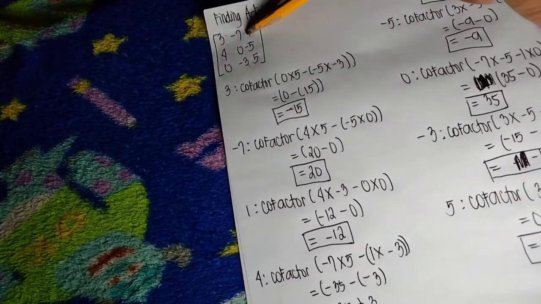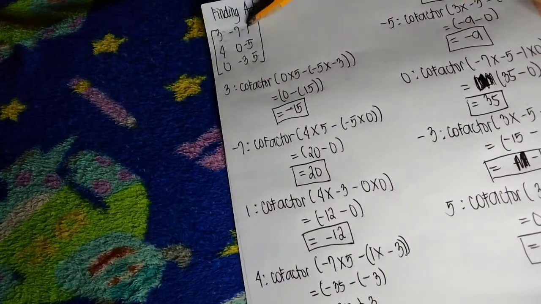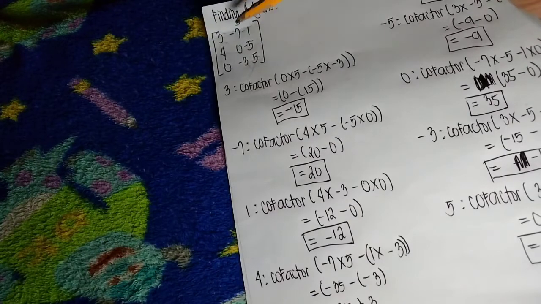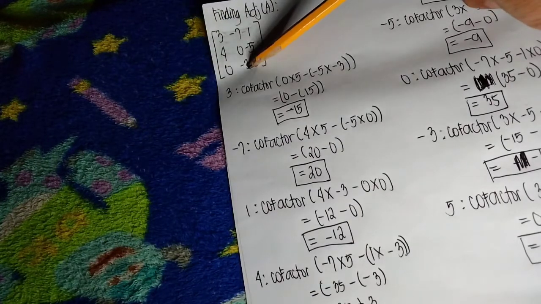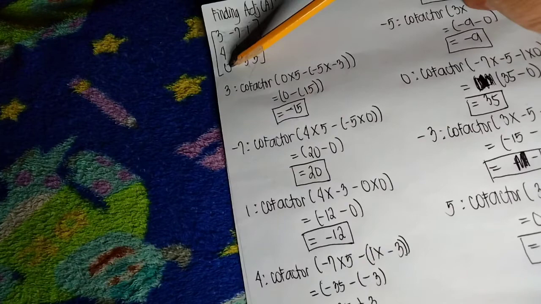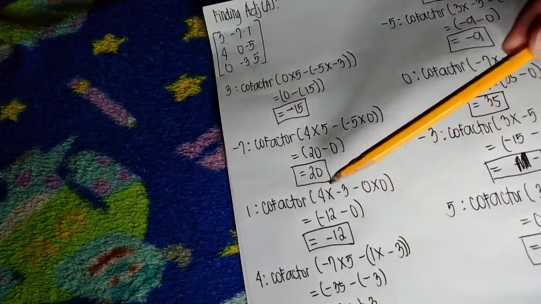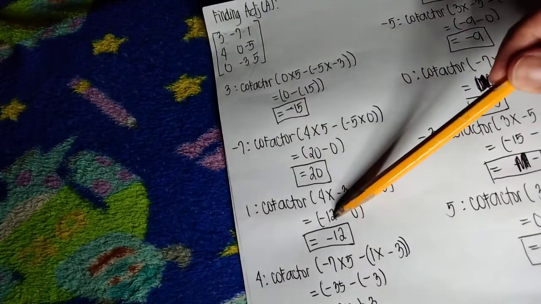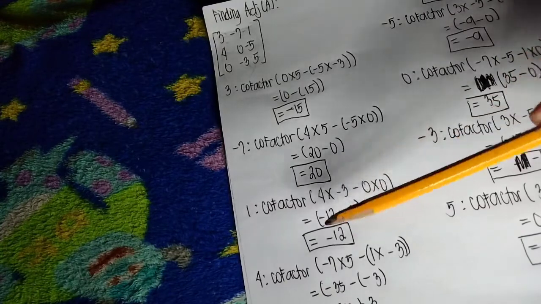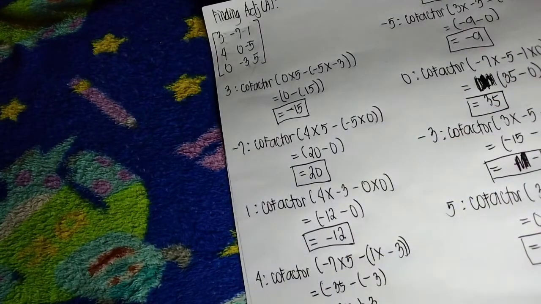So, in our 1, cover then. Cover, same lang. So, 4 times negative 3 and 0 times 0. So, 4 times negative 3 is negative 12 minus 0, and our product is negative 12.